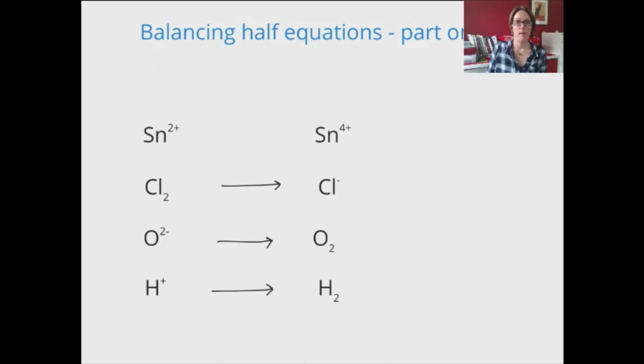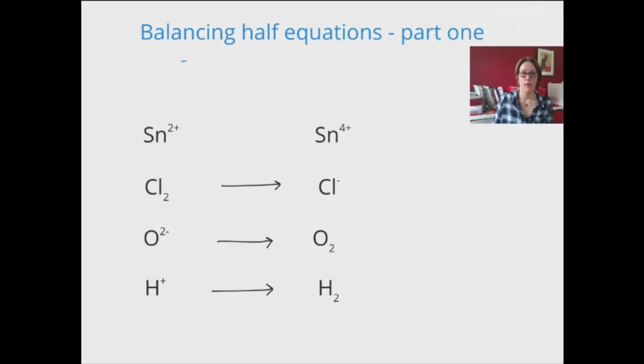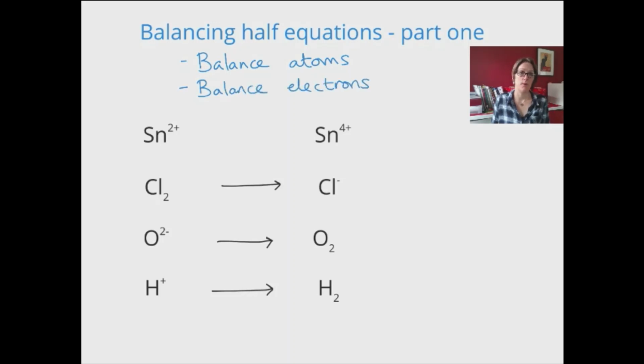So, balancing half equations. First of all, we're just going to look at some more straightforward ones. One thing that's really important to note is that we need to balance the atoms first before we balance any electrons. So we can't always assume that the atoms are the same on each side. Looking at the first one, the atoms are the same, so there's one tin each side, there's no numbers in front. And looking at the charges, that's how I decide where to put the electrons.